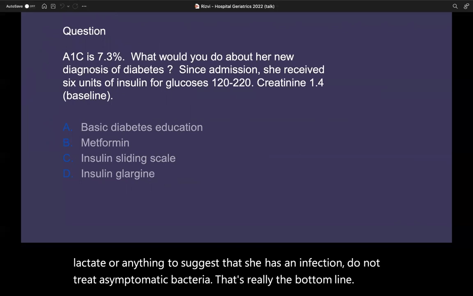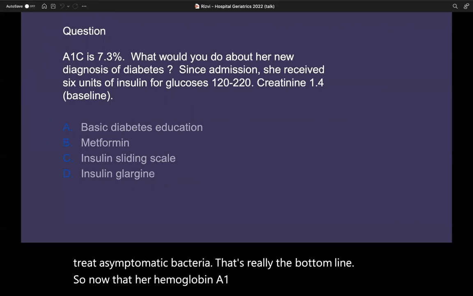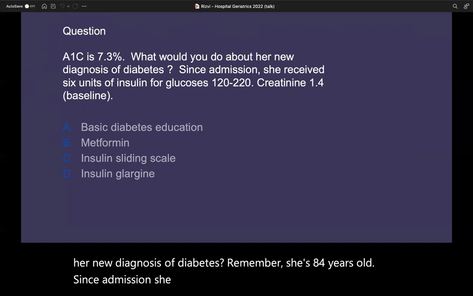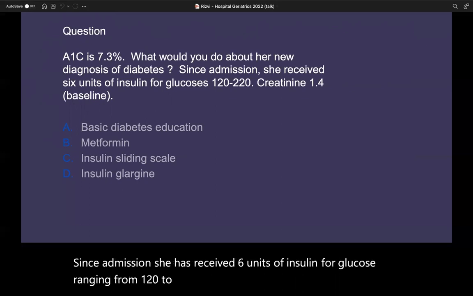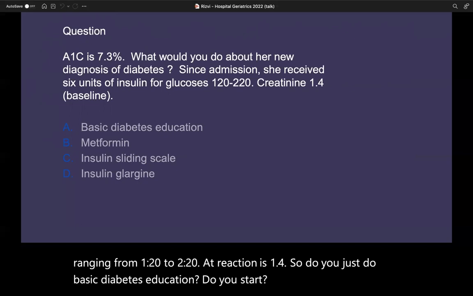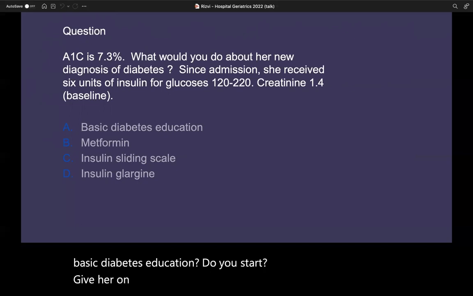So now that her hemoglobin A1C is 7.3, what would you do about her new diagnosis of diabetes? Remember, she's 84 years old. Since admission, she has received 6 units of insulin for glucoses ranging from 120 to 220. Her creatinine is 1.4. So do you just do basic diabetes education? Do you start her on metformin? Give her insulin sliding scale or start her on insulin glargine?